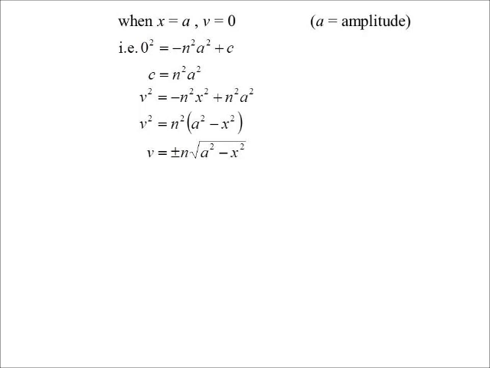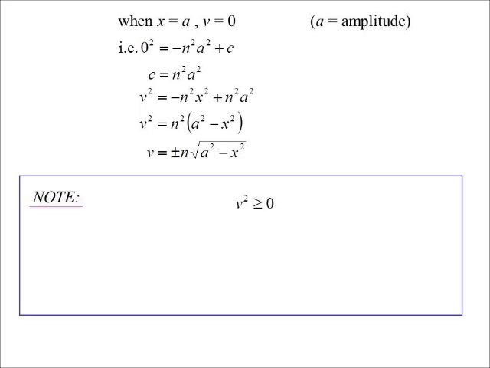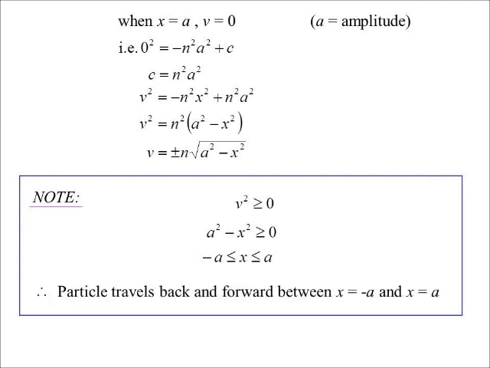Now that tells me some information too, because I know v squared always has to be greater than or equal to 0, or another way of thinking about it is whatever's under the square root must be greater than or equal to 0. So a squared minus x squared is greater than or equal to 0. So it confirms what I was saying. This will work, because x will travel between a and minus a. And that's what we wanted: backwards and forwards between these two points. So okay, it's looking good.